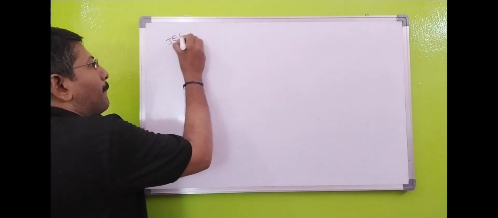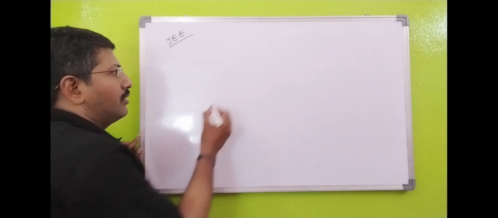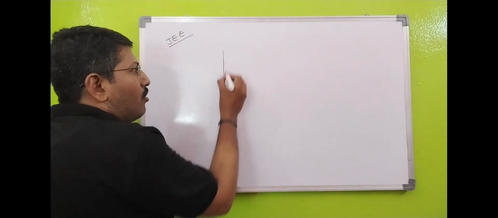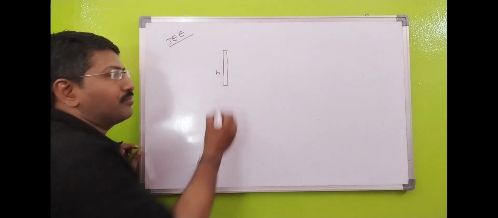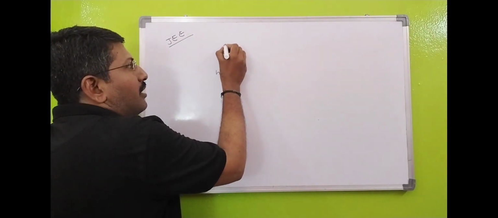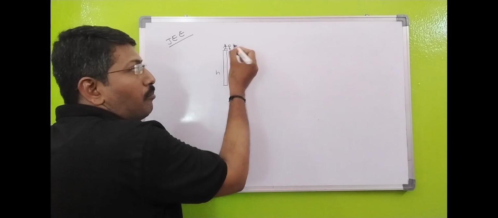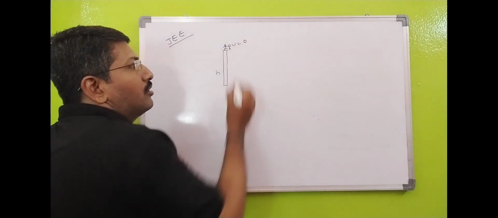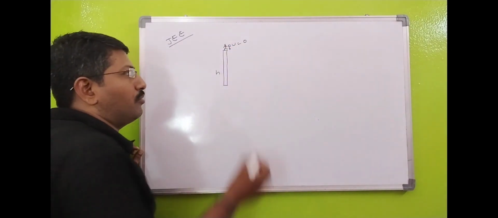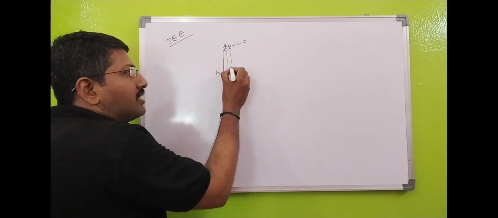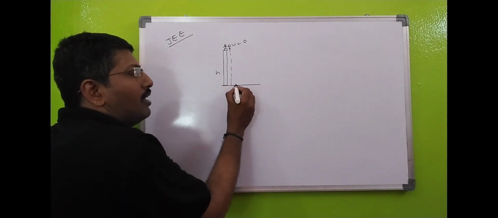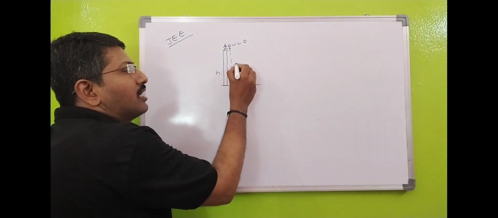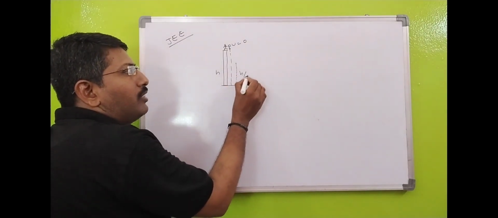This is one tall building of height h. A person drops this stone or ball with velocity u equal to 0. When it reaches the ground, what happens after that? It strikes the floor, rebounds and reaches the height h by 2. Now draw the graph. They ask questions like that only.